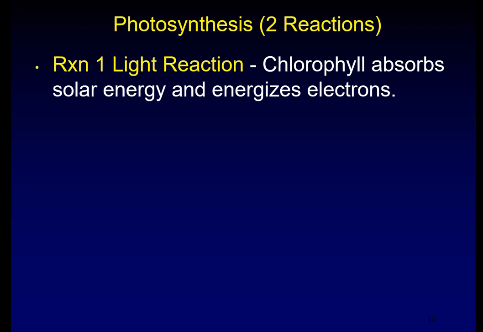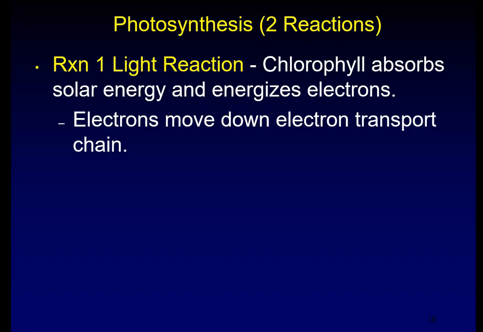Here we know that chlorophyll, which is one of the pigments that we're just highlighting, absorbs solar energy and energizes electrons, and those electrons pass down the electron transport chain. Because those electrons pass down the electron transport chain, water will be oxidized, or water will be split. And if water is split, the product of this light reaction is going to be oxygen gas. So the substrate for this reaction is water. The product for this reaction will be oxygen gas.